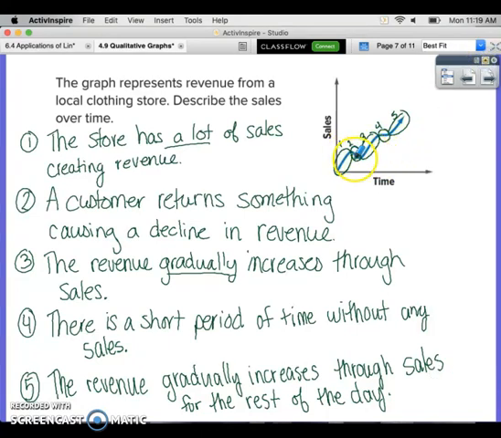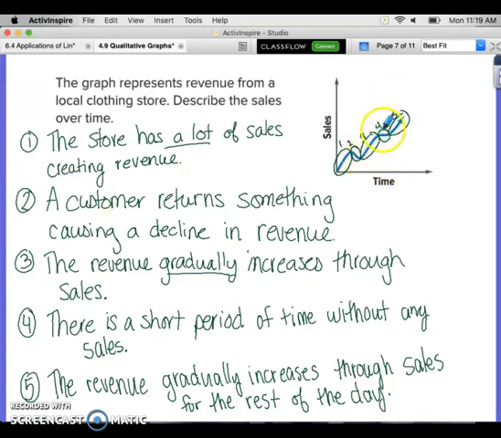here. Then I want to go and describe number 2. Number 2, my sales are decreasing. They're declining just a little bit. Not necessarily back to zero, right? There is some sale though, right? There's some. So a customer returns something causing a decline in revenue. You could say that you wouldn't exactly have to use these exact words, but it's good to kind of explain what would be happening in that graph.